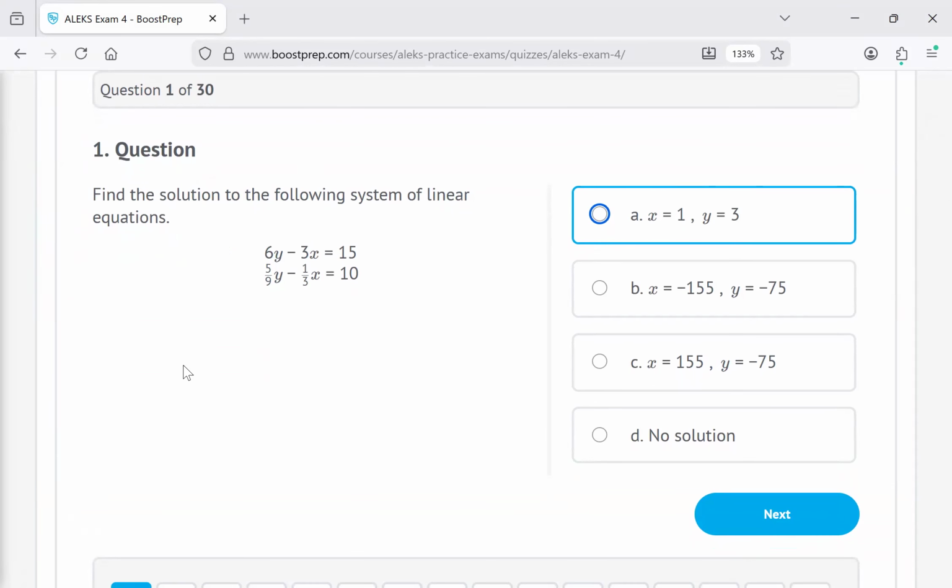So question 1 says, find the solution to the following system of linear equations. We have 6y minus 3x equals 15, 5/9 y minus 1/3 x equals 10, and we've got to find the solution. You do have multiple choice. You could test each value and figure out which one gives you the correct solution. The other way is you could just do elimination. So that is what I'm going to do. I'm going to do elimination.